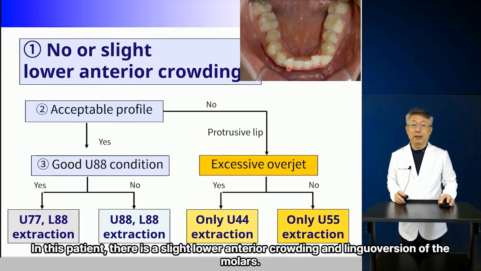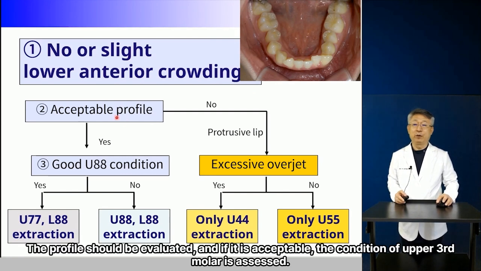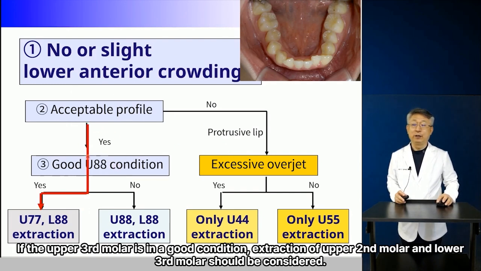In this patient, there is a slight lower anterior crowding and linguoversion of the molars. The profile should be evaluated, and if it is acceptable, the condition of upper third molar is assessed. If the upper third molar is in a good condition, extraction of upper second molar and lower third molar should be considered.